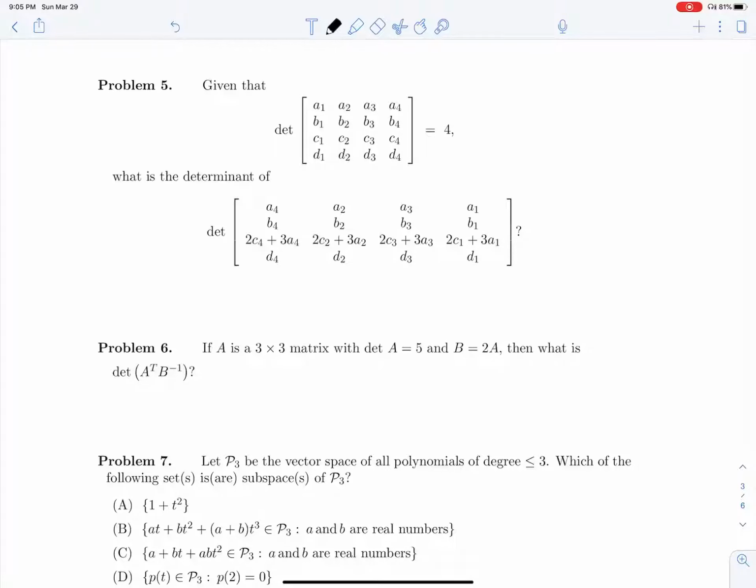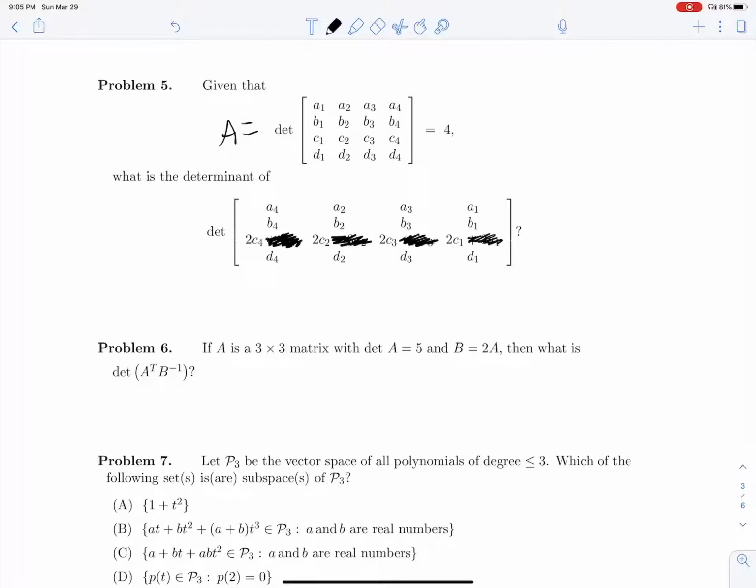So first off, let's identify what they have done to this matrix. I'll call this matrix A. What have they done to A to get to this new determinant that we're trying to take? Well, they've added 3 row 4s to row 3. We know that adding any factor of any row to another row will do nothing to the determinant. So we can cross off all of these without changing the determinant of this guy.